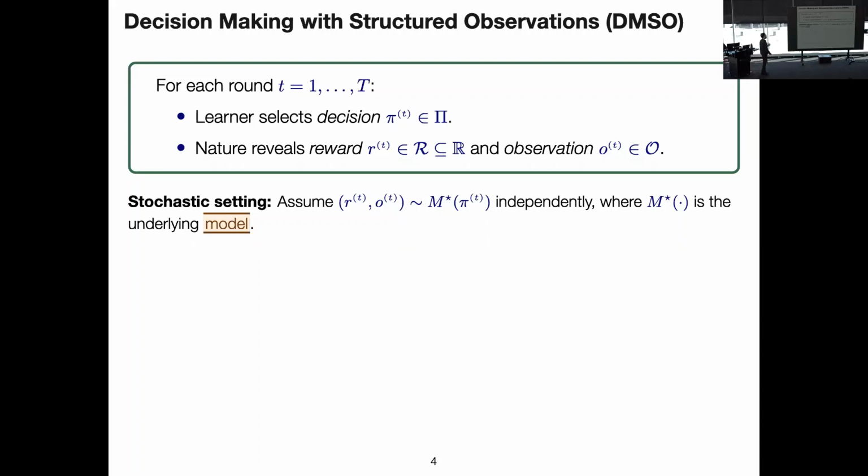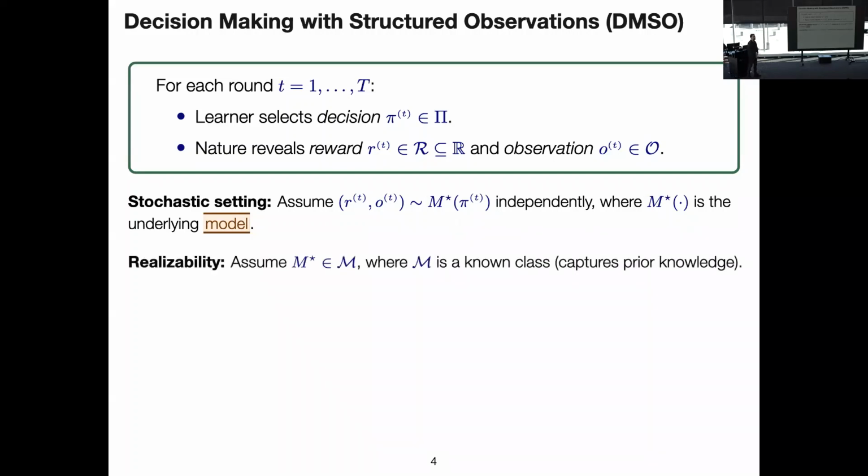M star is what you should think of as representing the underlying environment. This is my reward distribution, or maybe this is an MDP if I'm doing RL. We don't necessarily know M star. The only way we can learn about it is by interacting with it.